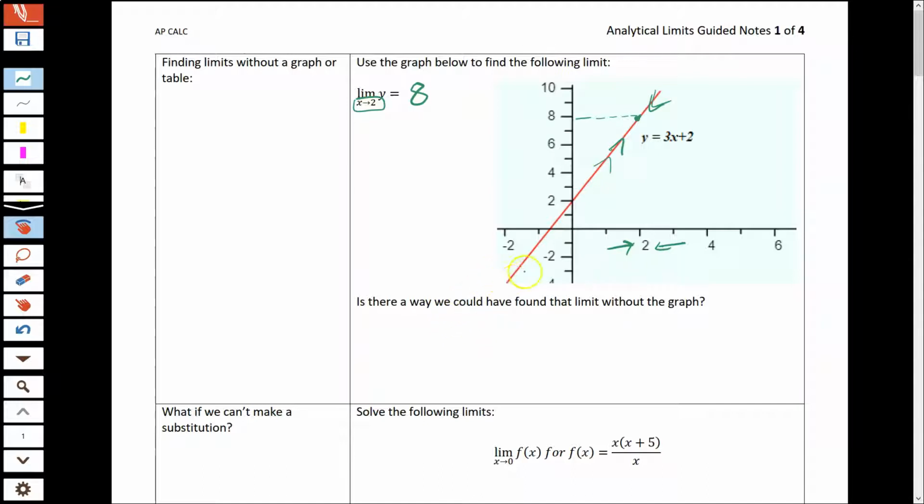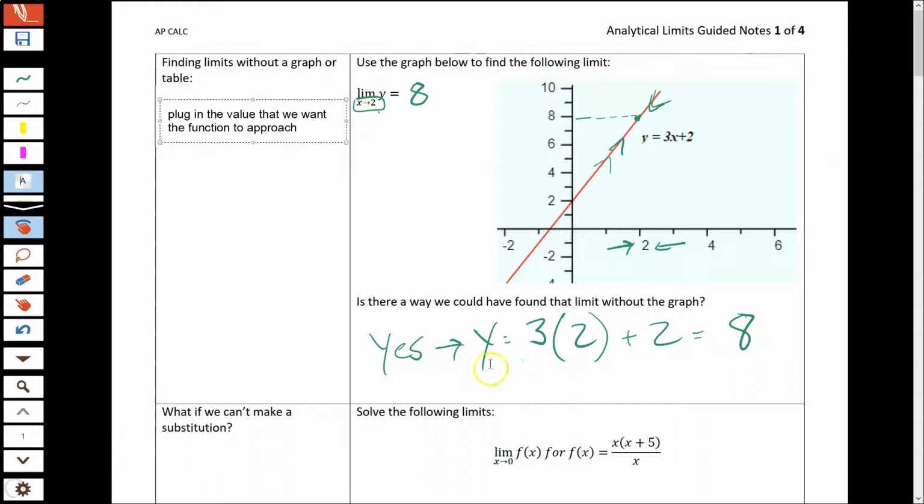This should be pretty obvious to you, I think. 3 times 2, so 2 is our x value, plus 2 is 8. So the answer here is yes. Here's our work. The way we can find these limits in this simple case is really familiar to you already. We just plug in that x value. We're just going to plug in the value that we want the function to approach.